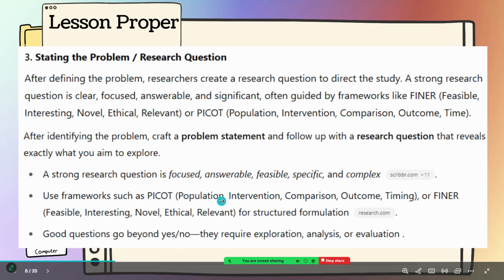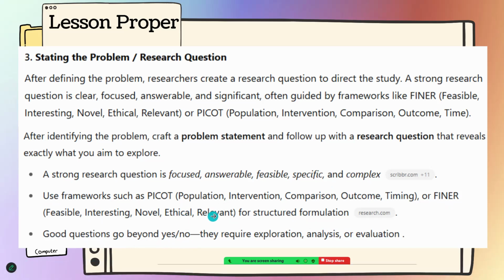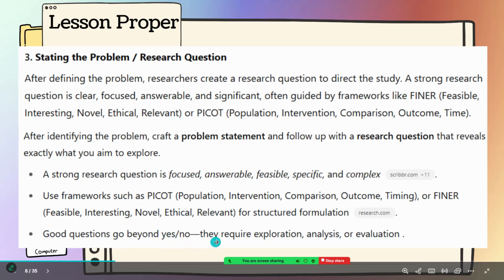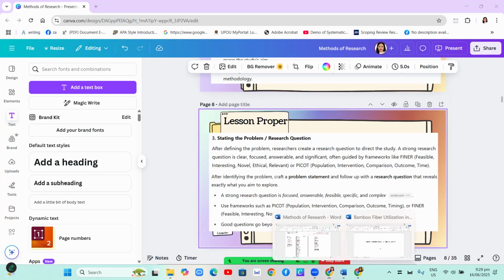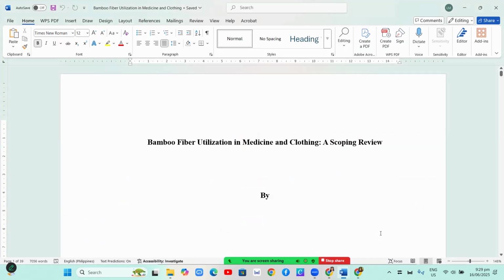So don't make questions or objectives that can be answerable by yes or no. The questions should require exploration, analysis, or evaluation. So let's check my research questions in my bamboo fiber study as well as my master's studies.